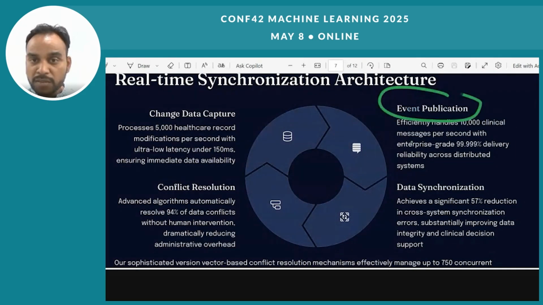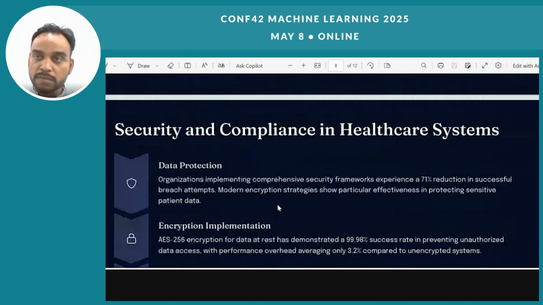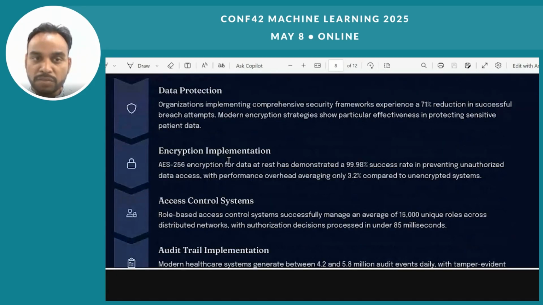Event publication and data synchronization are also two major parts when talking about real-time synchronization architecture, and how it behaves. Data protection measures and encryption implementation, they all are a part of our whole architecture. Security and compliance in healthcare systems: data protection, encryption implementation, access control system, and audit trail implementation.